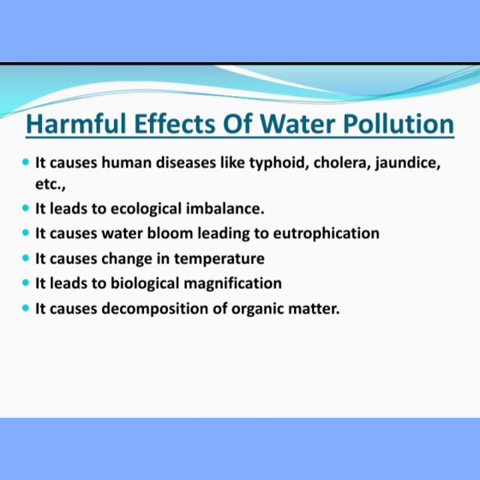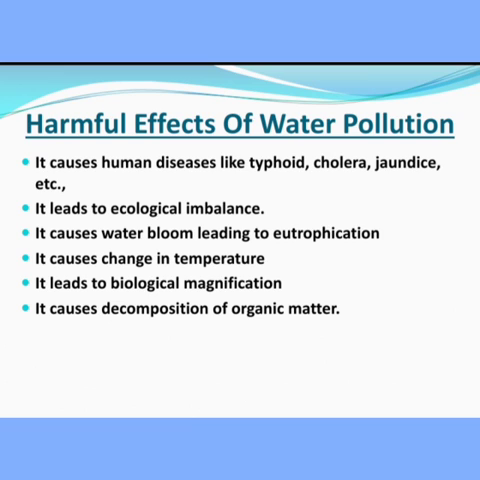It leads to ecological imbalances. So imagine there is water pollution in one such place where aquatic organisms are very rich in population. What happens if water is polluted and many aquatic organisms die? It creates imbalance in the ecosystem, right? It causes water bloom leading to eutrophication.